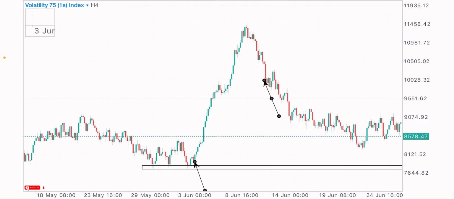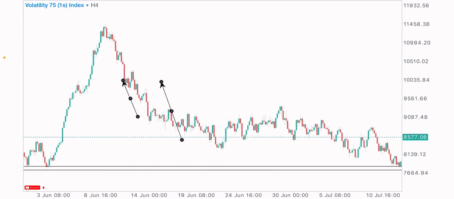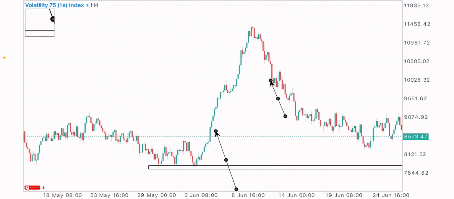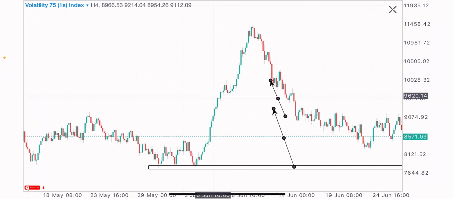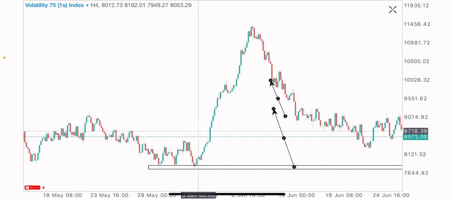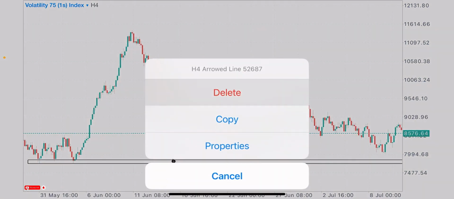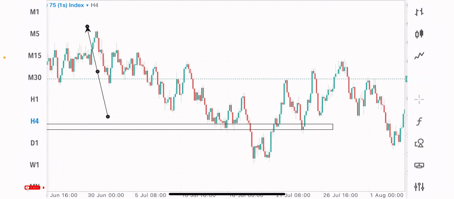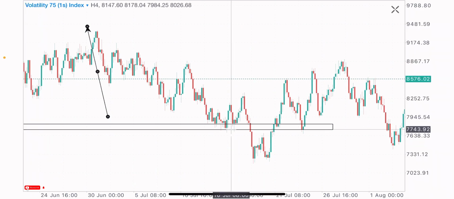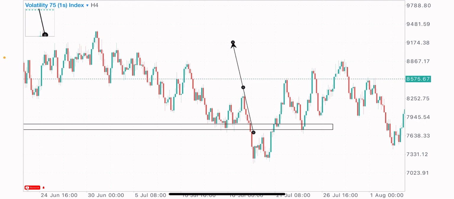After identifying the third test of this support level, price came back to this level days or weeks later. Let's check when we got this formation. We got this support formation on the 4th of June, and price came back to test this same level on the 16th of July. So after the formation of this level, for days and weeks, price came back to revisit this level and gave the buys on it as a support.